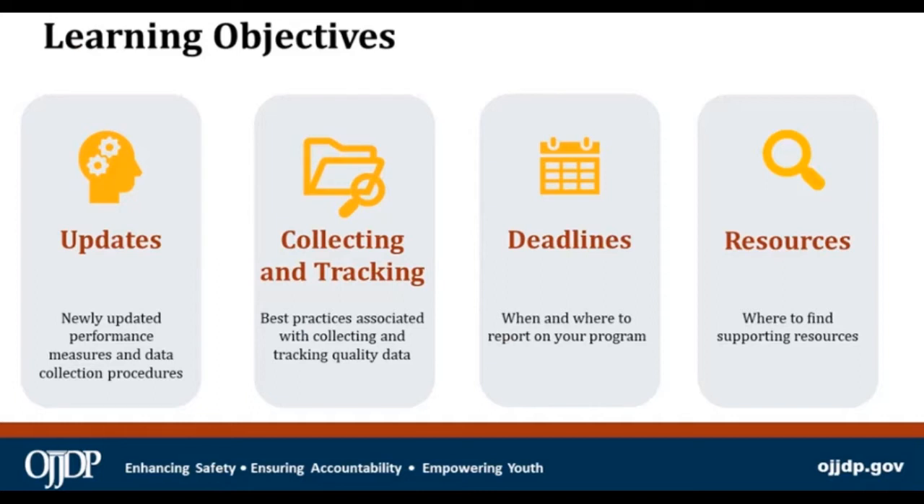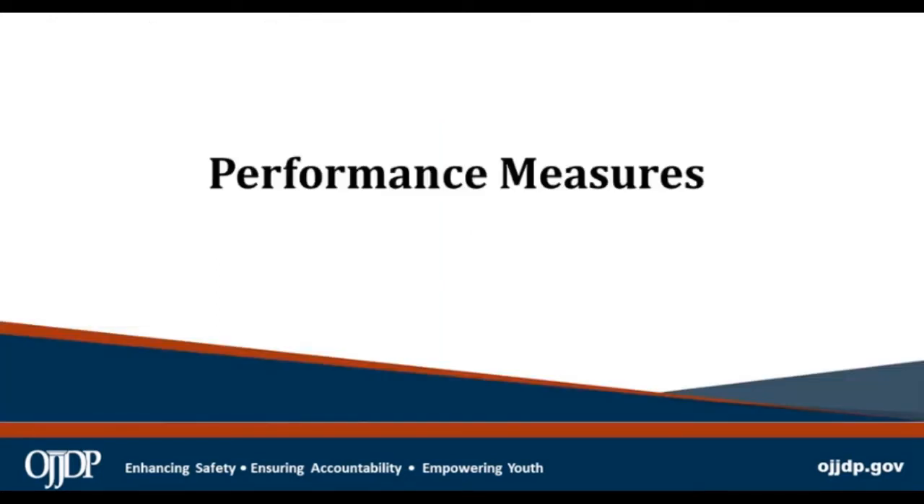In the showcase sessions we conducted last April, we talked about the newly updated performance measures as outlined in your solicitation or award and located at the OJJDP.ojp.gov website. This training is being presented to you to emphasize the fact that now is the time to start planning on collecting and tracking data for the July through December 2021 reporting cycle, with the goal of reporting in January 2022 on these newly revised program measures.